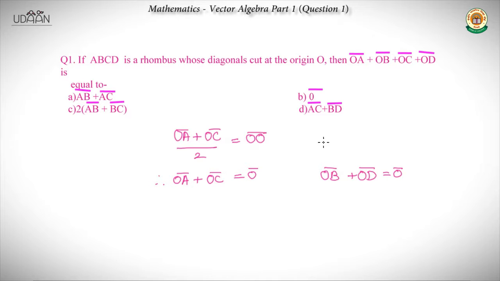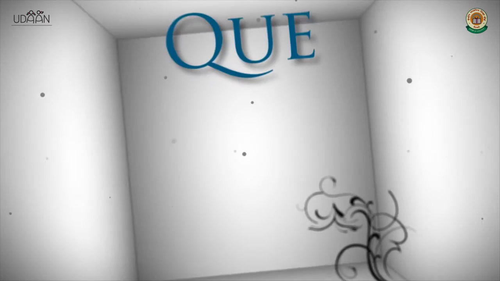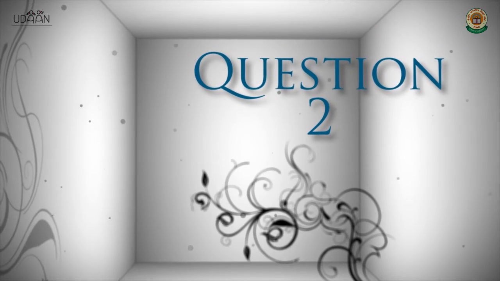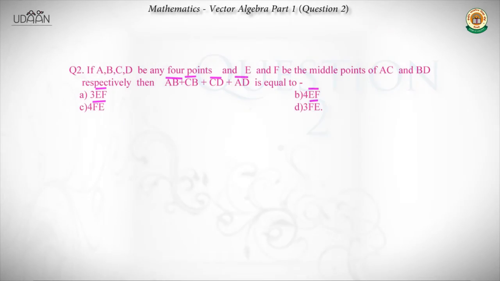Let's move on to question 2 now. Problem 2 states that if A, B, C, D are any 4 points and E and F are midpoints of AC and BD, then we need to find the value of AB vector plus CB vector plus CD vector plus AD vector. Here A, B, C, D are any 4 points and they don't have any special relation, and E and F are just midpoints of AC and BD.